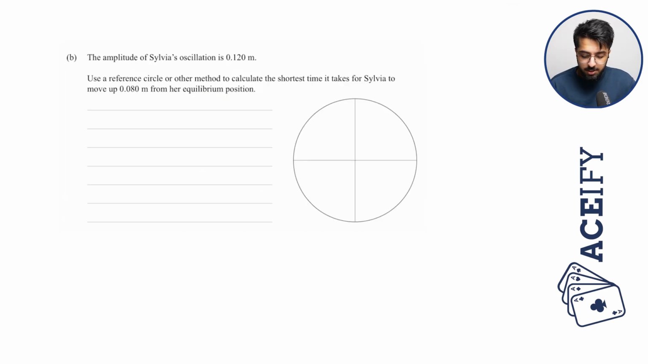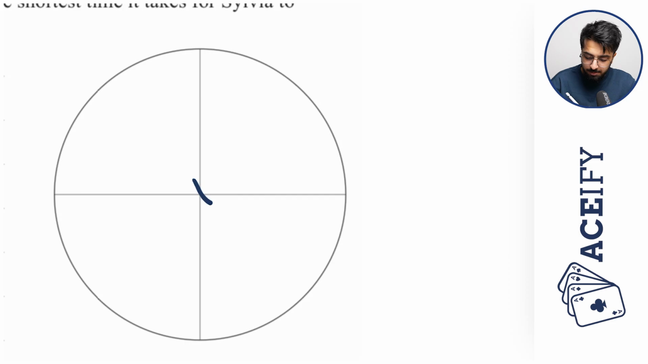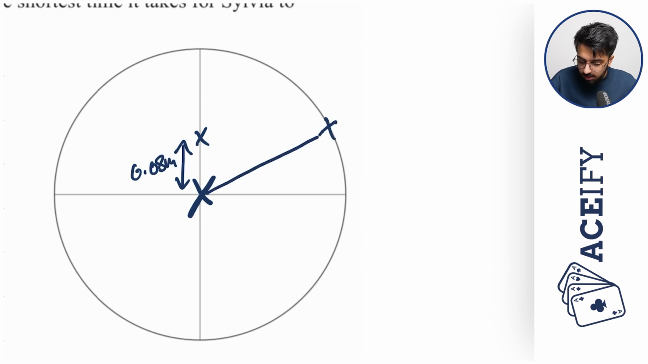The amplitude of Sylvia's oscillation is 0.12 meters. Use a reference circle or any other method to calculate the shortest time it takes for Sylvia to move 0.08 meters from her equilibrium position. So we are starting at the equilibrium position, and we want to find how long it takes to move 0.08 meters. So we can call this distance 0.08 meters. And so we can write that on our reference circle, and we can draw in our phasor, draw down a right angle triangle. Again, this distance is 0.08 meters.